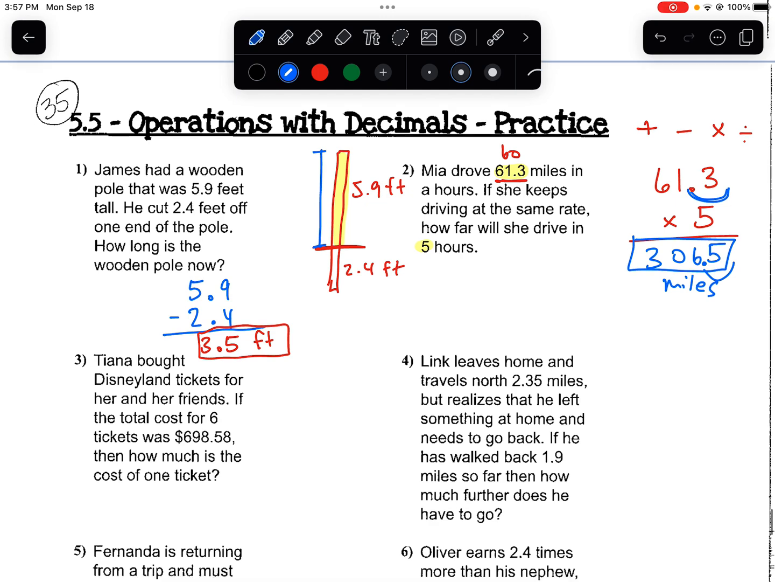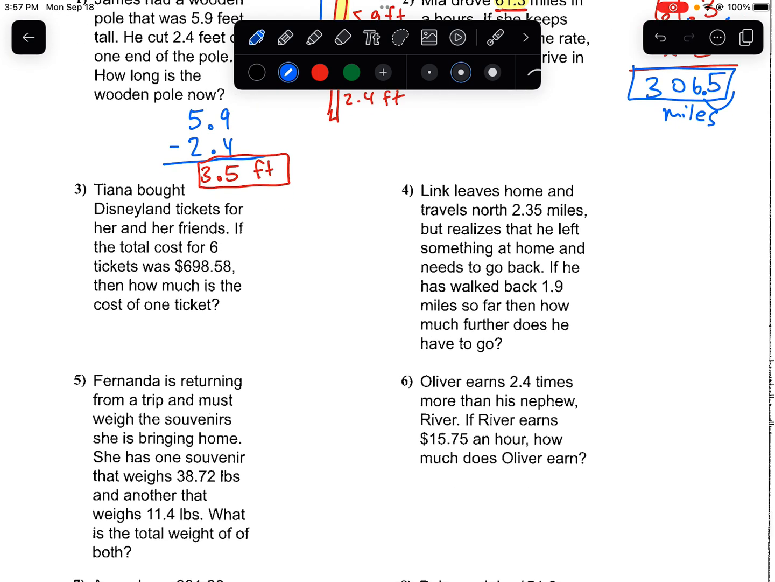Let's go ahead and go to question number 3. Tiana bought Disneyland tickets for her and her friends. If the total cost for 6 tickets was $698.58, then how much is the cost of 1 ticket? So she bought tickets for her and her friends, 6 tickets for this much money. How much is the cost of 1 ticket?